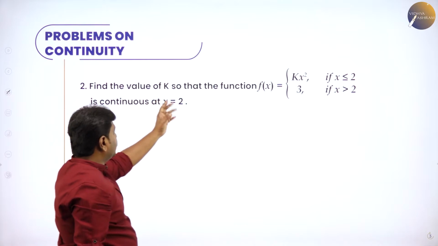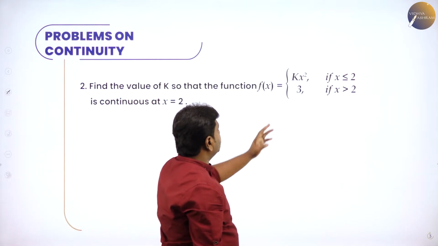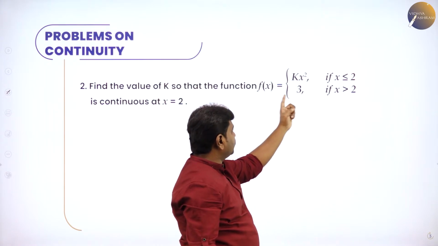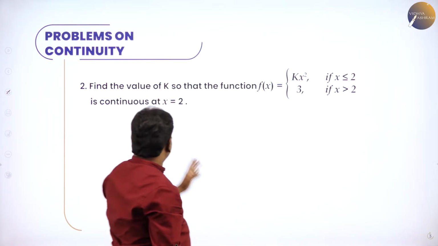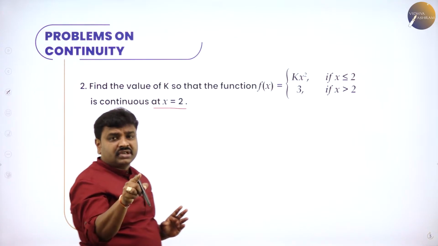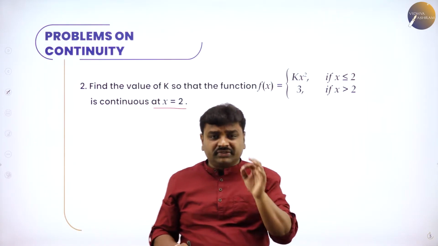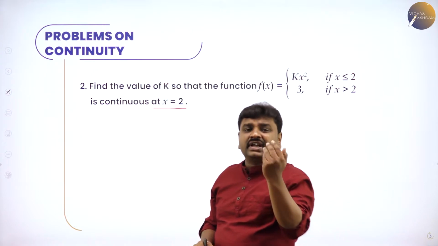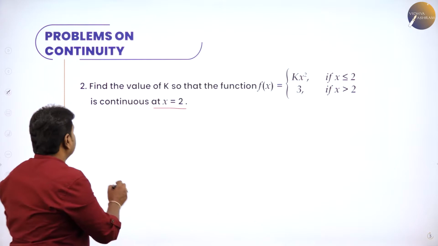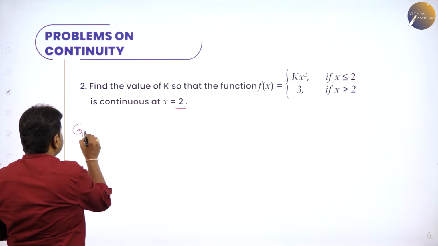Find the value of k so that the function f of x, which is kx square when x is less than or equal to 2 and f of x is 3 when x is greater than 2, is continuous at 2. Again they told the function is continuous. In my last problem also I taught you, if the function is continuous, then indirectly they gave LHL, RHL, f of a all are equal.